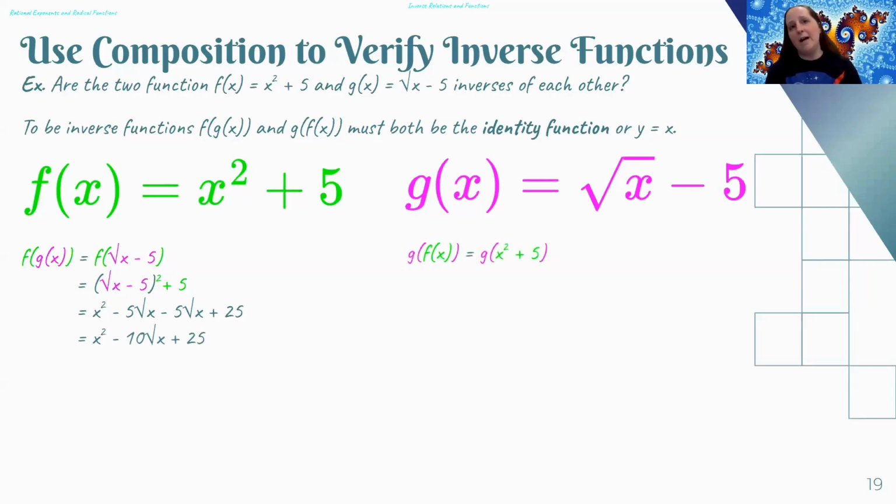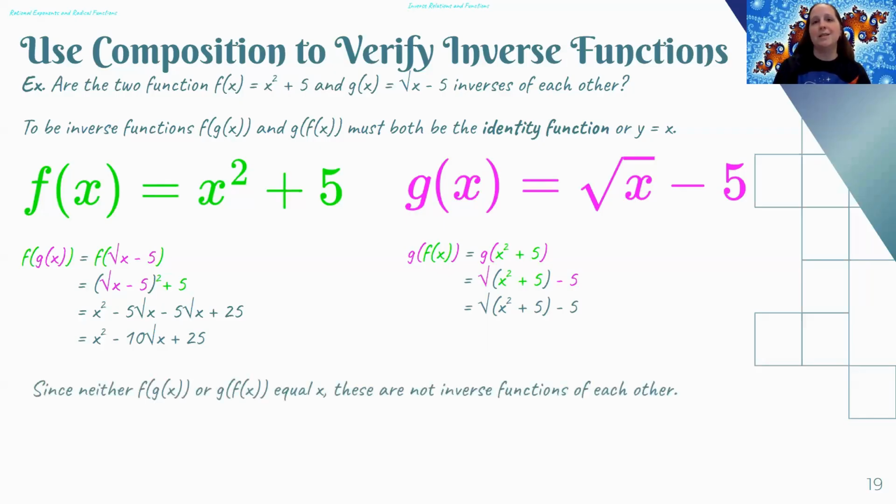And then g of f of x is g of x squared plus 5. So the square root of x squared plus 5 minus 5 gives me the square root of x squared plus 5 minus 5. I can't simplify that any further. Neither of these is equal to the identity function, which means these are not inverses of each other.